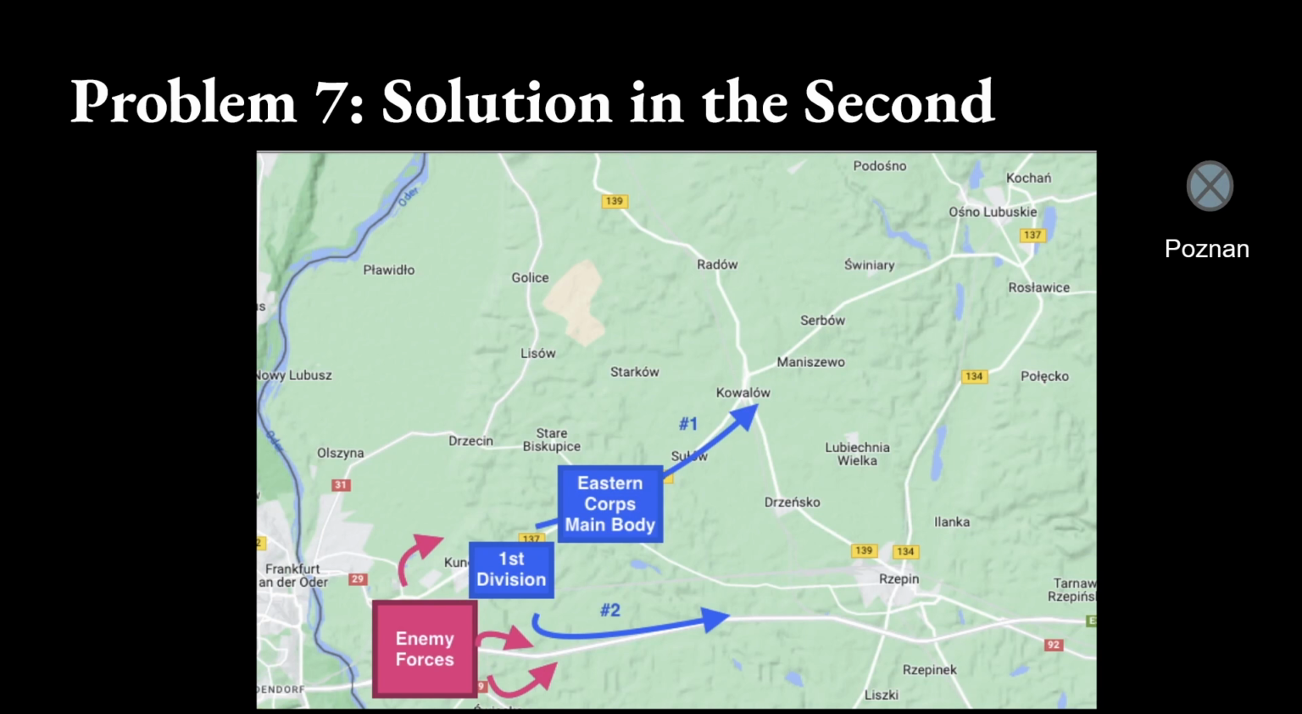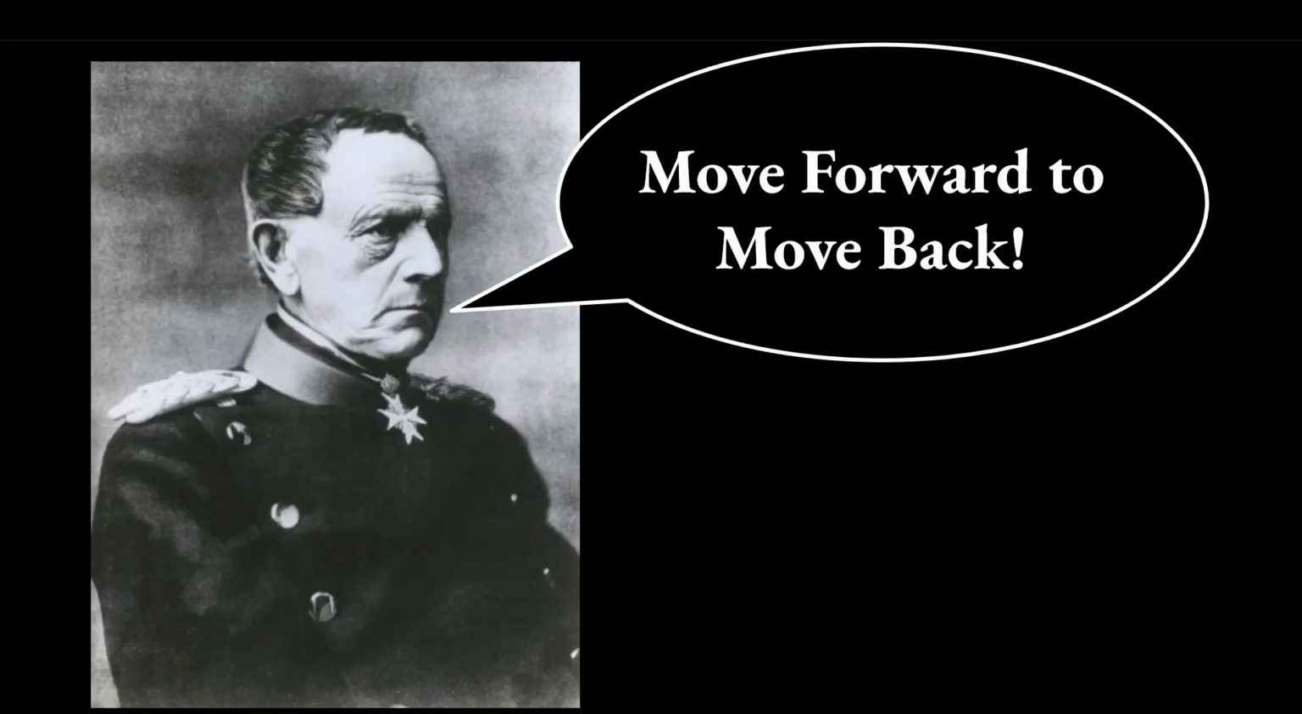This would allow the 1st Division to extract, at which point the Eastern Corps main body could then extract up road number 1. In all cases, the 1st Division must be saved, but the Eastern Corps main body must maintain its position between the enemy forces and the siege at Poznan. In this case, Moltke says, you must move forward to move back.